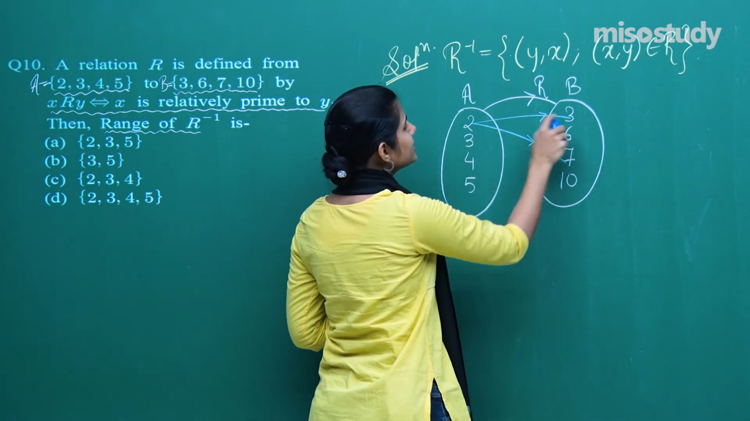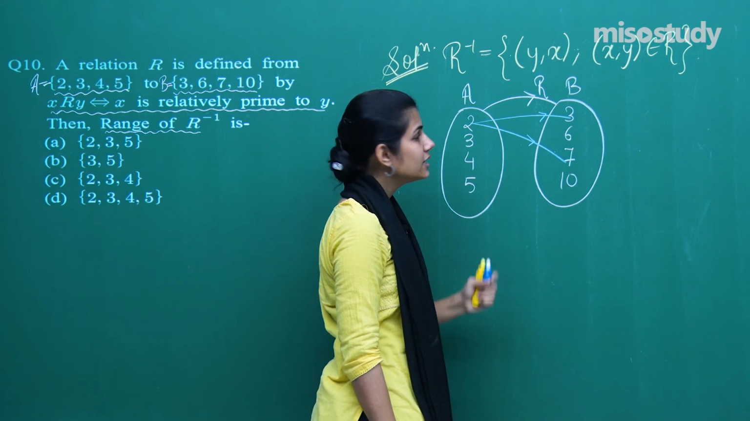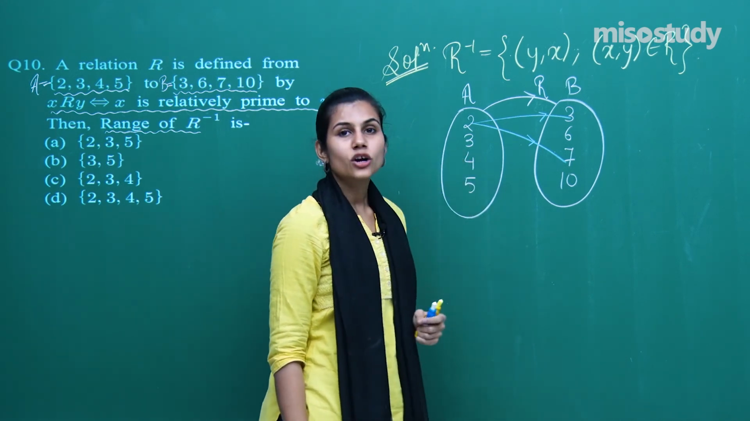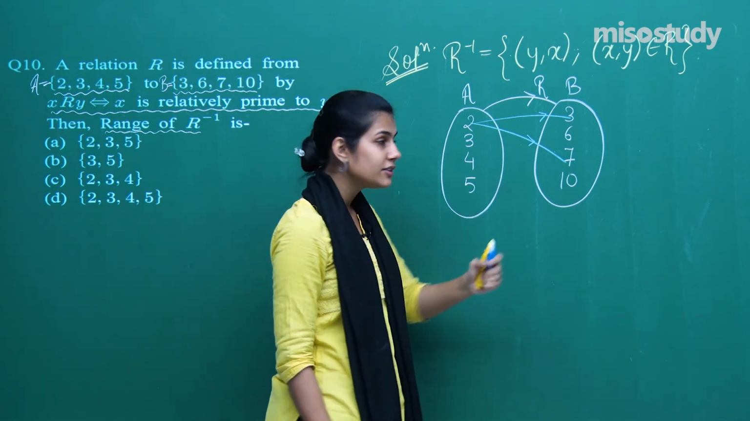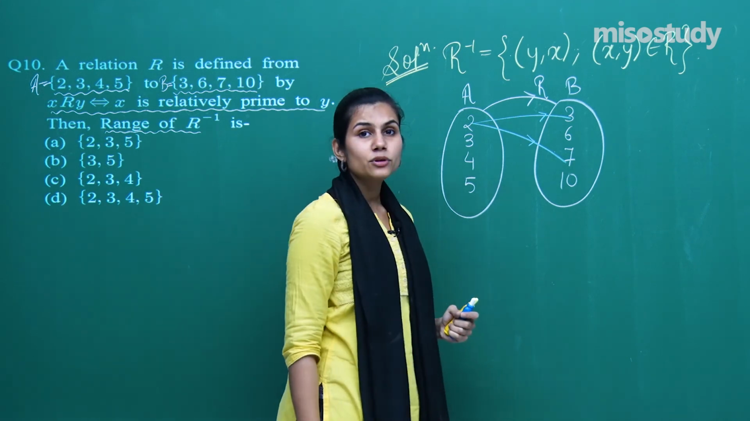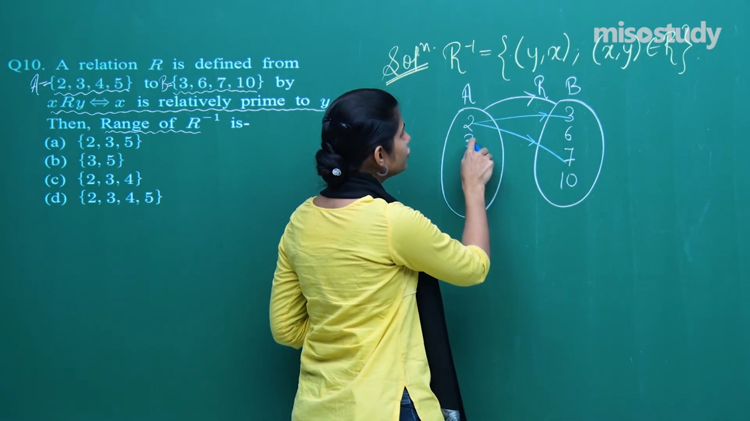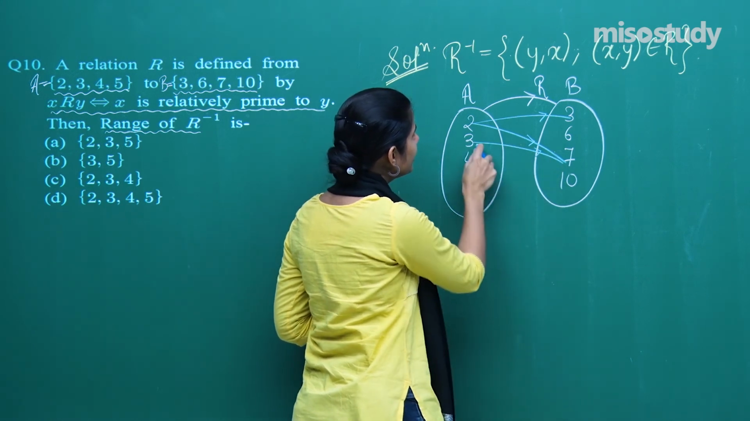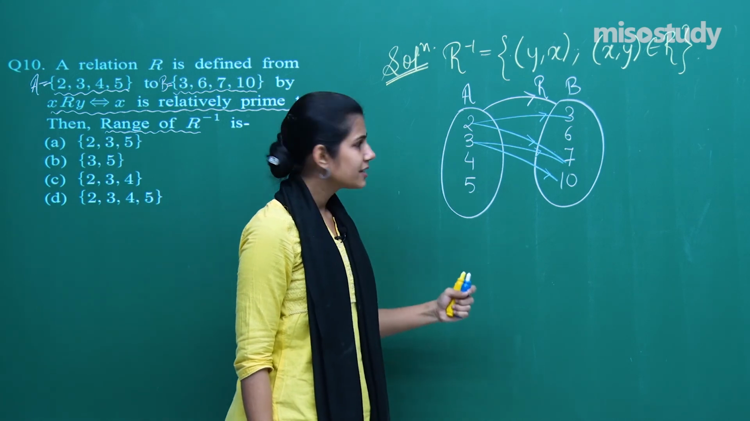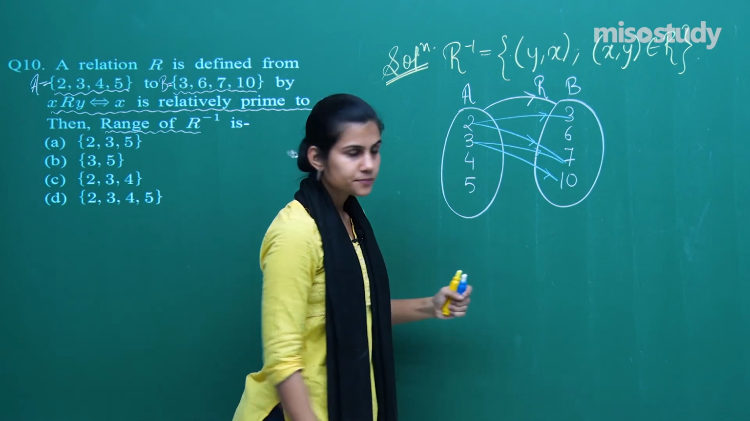Starting with 3, 3 is not relatively prime to 3 because HCF of 3 and 3 is not equal to 1, it is 3. It is 3 which is a common factor between 3 and 3. So 3 is not relatively prime to 3. 3 is not relatively prime to 6 because 3 is a common factor of 3 and 6 apart from 1. 3 is relatively prime to 7 and 3 is relatively prime to 10. There is no common factor between 3 and 7 and 3 and 10 apart from 1.